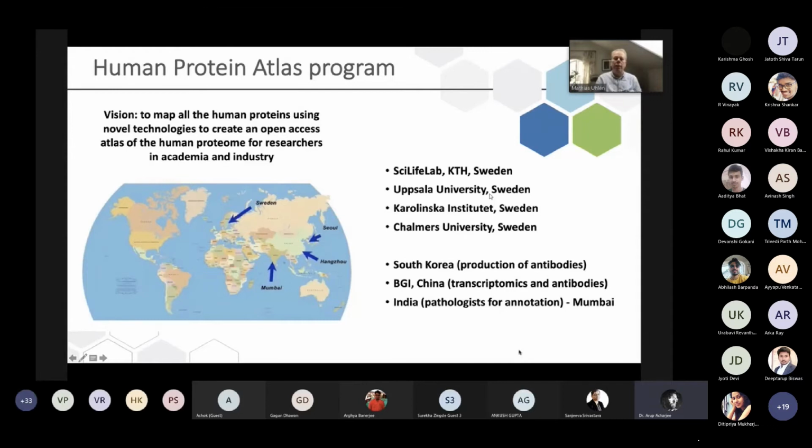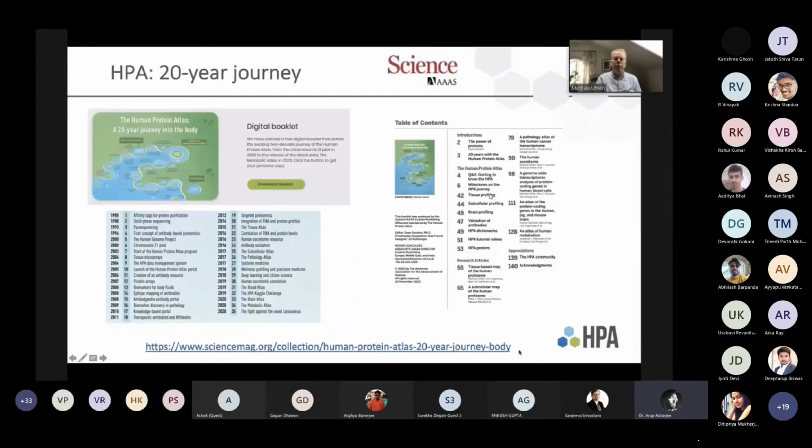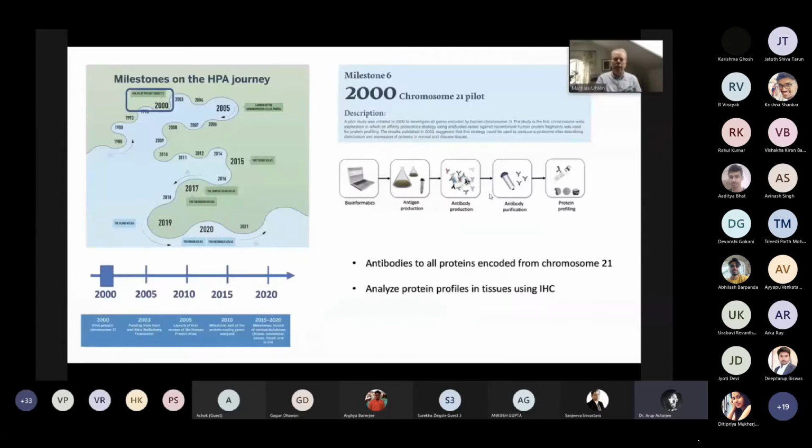So in Science magazine, some months ago, we published a digital booklet that takes you through the 20 years of HPA and the milestones. This is a 140-page document, so I'm not going to go into it in detail, just show you some of the highlights in this.